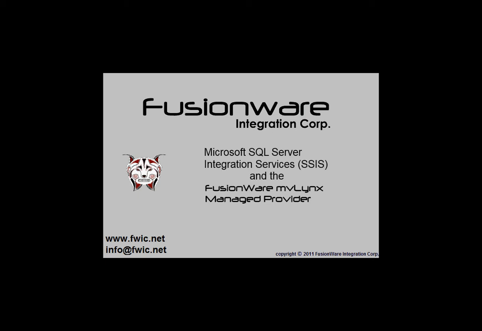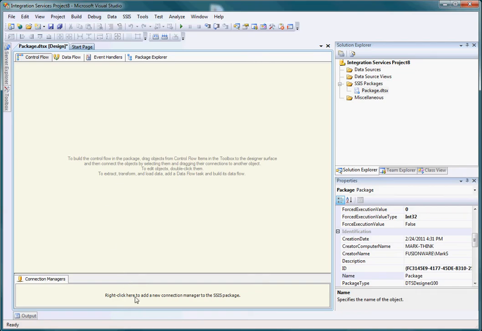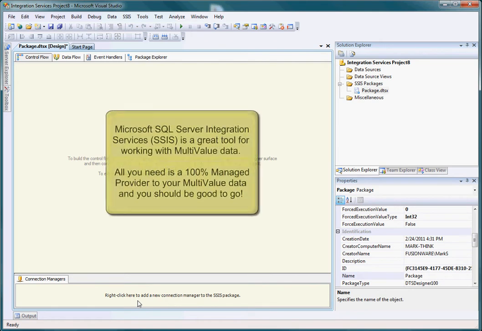The FusionWare mvLynx managed provider is a pure .NET managed provider and can be used in applications that support connections to ADO.NET data sources. This demonstration will show our managed provider being used by Microsoft SQL Server Integration Services, or SSIS for short.